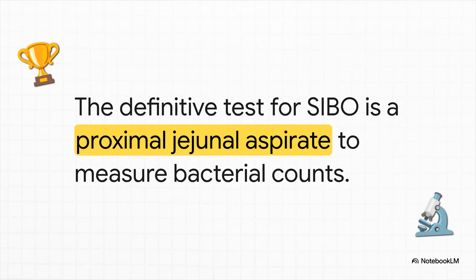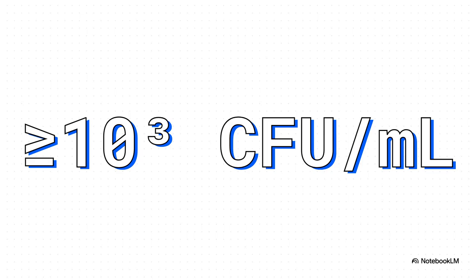Now, if you want the absolute, undisputed best way to diagnose SIBO, that's going to be a jejunal aspirate. And that means exactly what it sounds like. You go in with a scope, you get a fluid sample directly from the small intestine, and you send it off to be cultured. And the magic number you're looking for on that culture report is this, greater than or equal to 10 to the third. That's 1,000 colony-forming units per milliliter. If you hit that number, you've got your diagnosis.